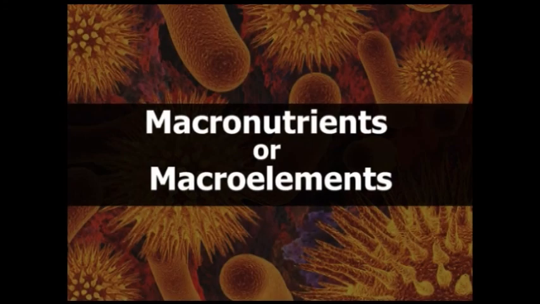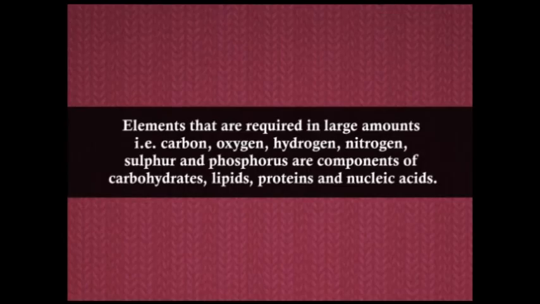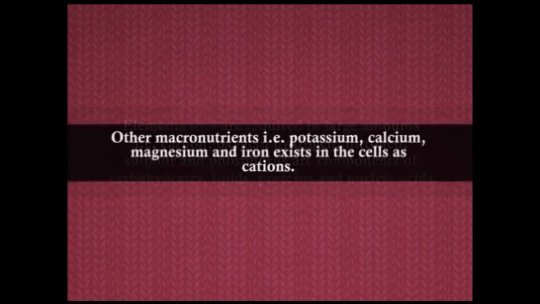Now we'll come to the macronutrients, which we also know as the macroelements. The elements that are required in large amounts, that is carbon, oxygen, hydrogen, nitrogen, sulfur and phosphorus, are components of carbohydrates, lipids, proteins and nucleic acids. The other macronutrients, that is potassium, calcium, magnesium and iron, exist in the cells as cations.